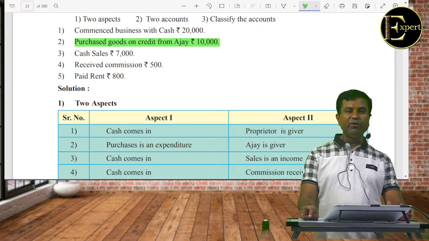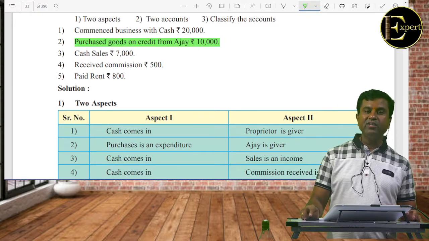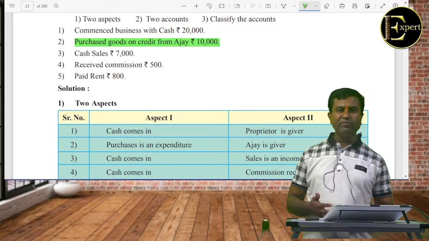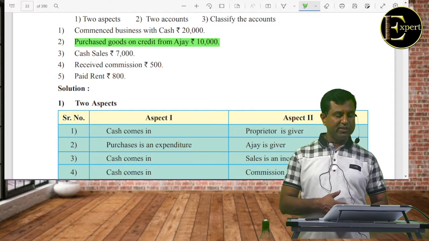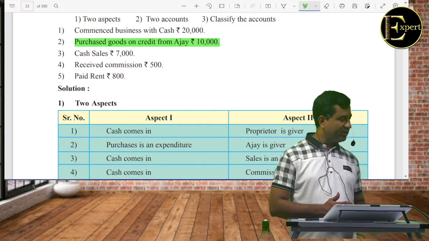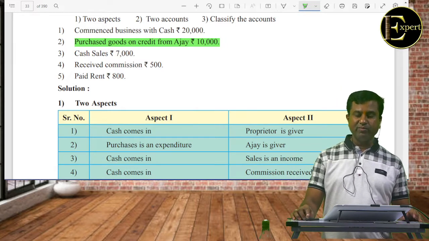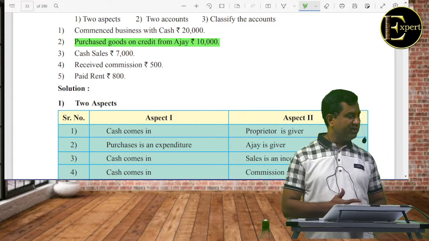So aspect number 1, purchase is an expenditure, and second, Ajay is the giver. Now purchase is a nominal account because it is an expenditure for your business, whereas Ajay is a personal account. Nominal account says that debit all expenses and losses of the business and credit all incomes and gains of the business. अब यहाँ पे तो expenditure है तो debit ही apply करेगा.